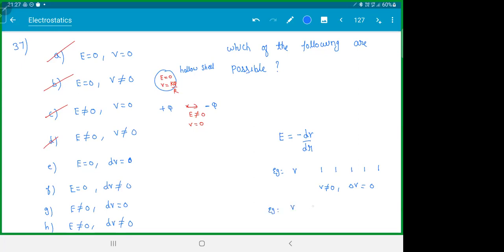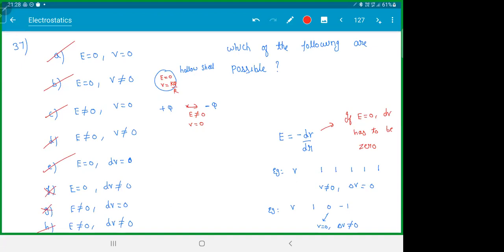For example, if V is 1, 0, minus 1, is the potential 0? Here V is 0, right? But the change in potential is not 0. Are you getting the difference? Potential and change in potential are not the same. Therefore, if you look at here, if E is 0, dV has to be 0, not V. Or vice versa. Are you getting this? So this is right. This is right. These two are gone.